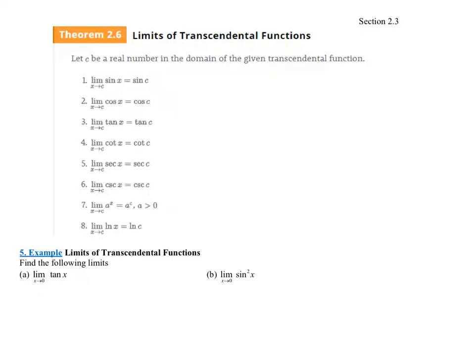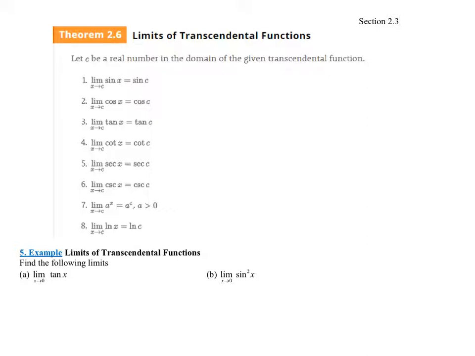Okay, now that we've done our polynomial functions and our rational functions, we need to move on to the rest of the functions. These are called transcendental functions. Transcendental functions are just your trig functions, your exponentials, and your logarithms. So what does this say we can do? It says for sine, cosine, tangent, cotangent, secant, and cosecant, our 6 trig functions, as well as our exponential function, a to the x, and our logarithmic function, natural log of x.